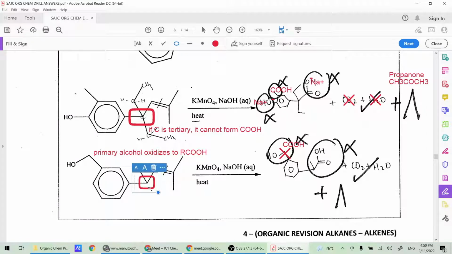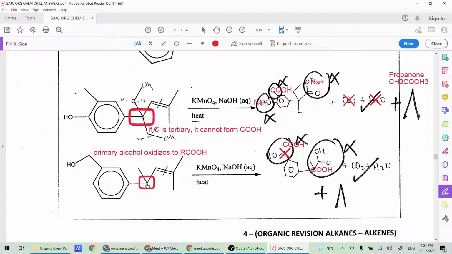Okay, now this carbon over here is not tertiary. It has a hydrogen with it. So actually this entire thing should have been oxidized to give you a carboxylic acid. Remember, it's not tertiary, so it can oxidize. If it is tertiary, it cannot form carboxylic acid.